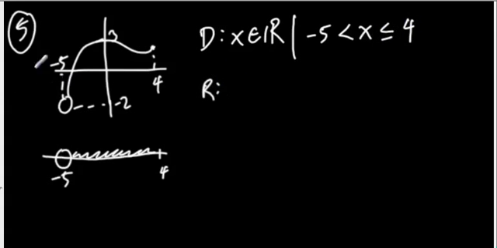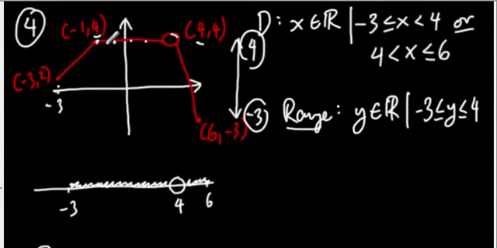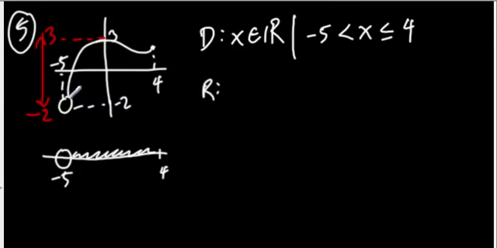Let's look at the range. Maybe I'll use a different color. If we look at the range, the lowest value is -2, and it goes as high as 3. And it doesn't include -2. If you observe, unlike the other problem, where there were other points with the same y value, so that's why we included 4, in this case there's no other y point over here. So that's why we don't include -2.